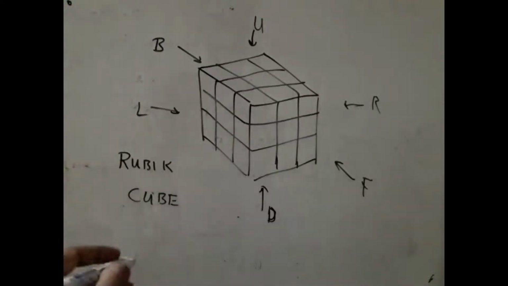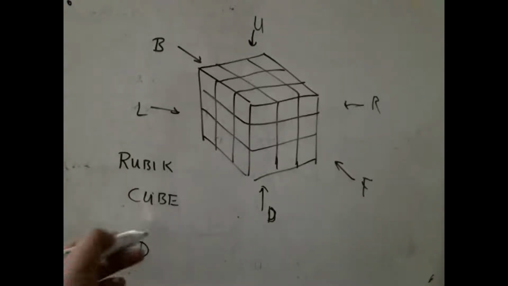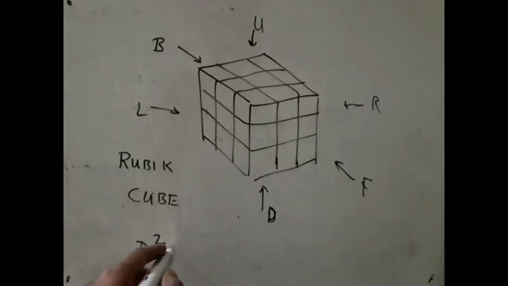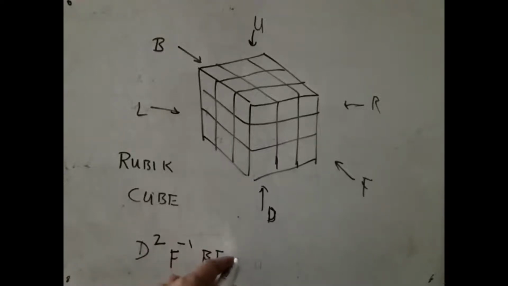You take any of these letters, suppose I start with D, and you put any power, say I put power 2, follow it by any other letter, say F, maybe F inverse, follow it with B and maybe F again, maybe with D again, and then we can do R inverse. So any such thing is an element of that group.